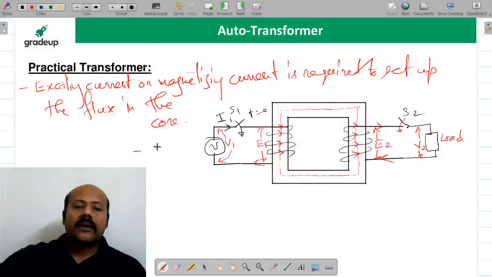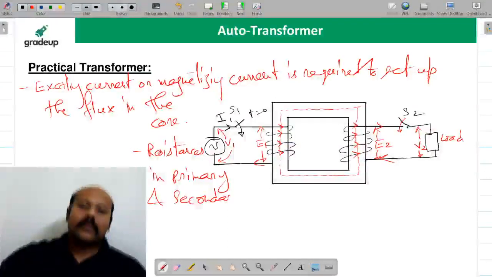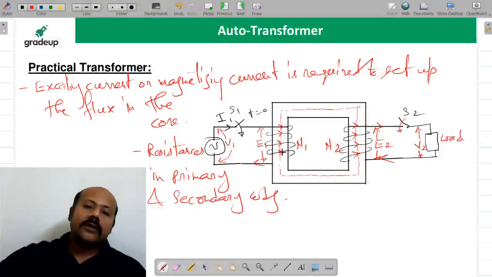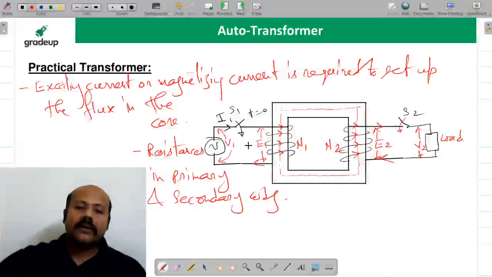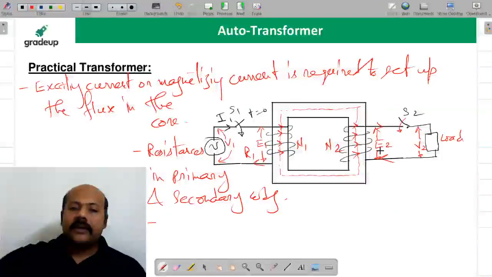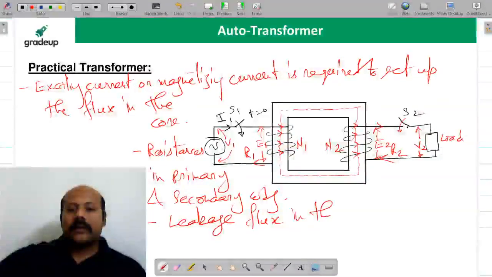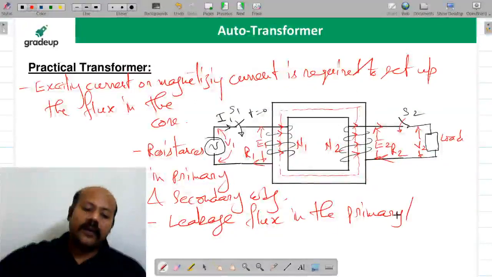What is the second part? There are going to be the resistances in the primary and secondary winding. Suppose this is N1, this is N2. Suppose for this coil, the primary coil, we are calling it R1, and here it is R2 for this coil, and there is going to be some leakage flux in the primary and secondary winding.